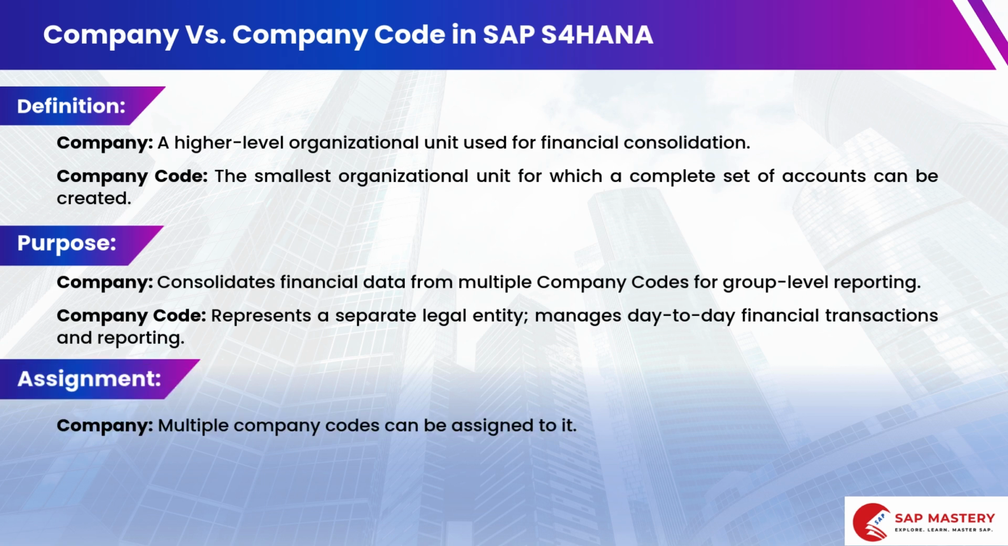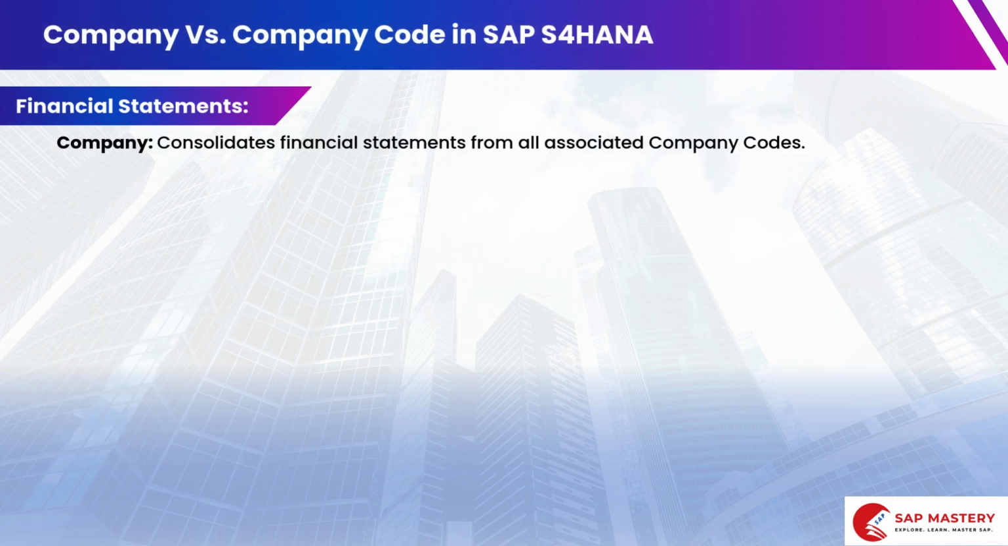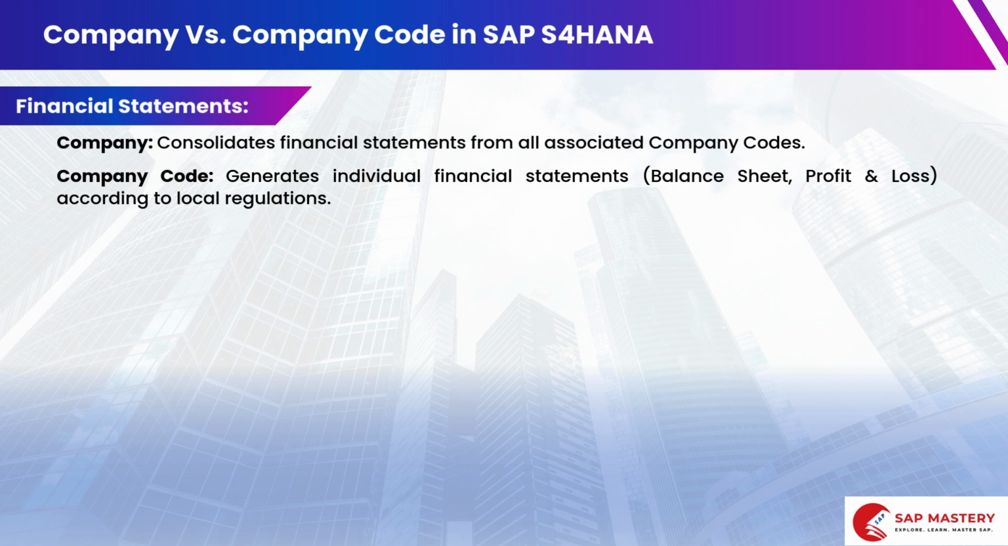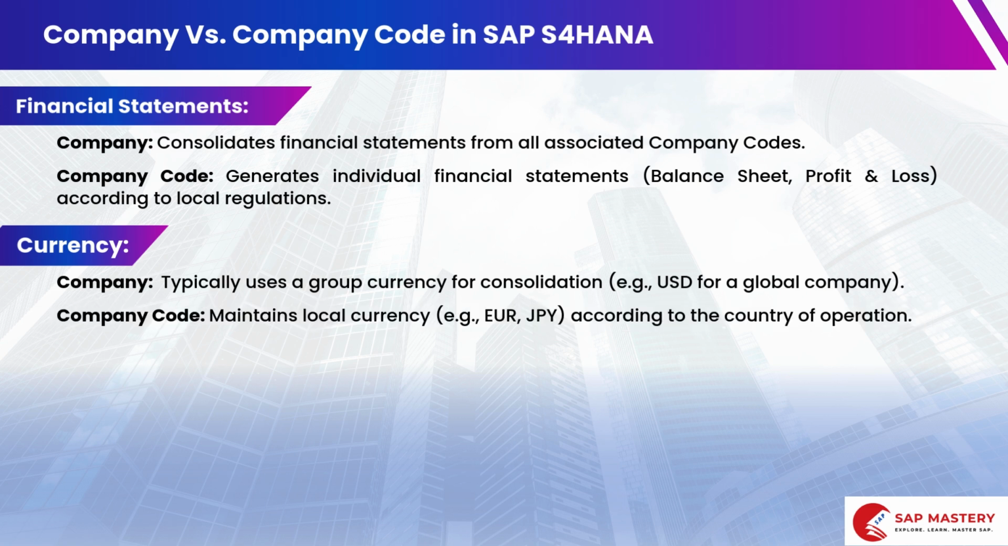Assignment: Company. Multiple company codes can be assigned to it. Company code belongs to only one company. Financial statements: Company consolidates financial statements from all associated company codes. Company code generates individual financial statements, balance sheet, profit and loss statement, according to local regulations. Currency: Company typically uses a group currency for consolidation, for example, USD for a global company. Company code maintains local currency, for example, euro, Japanese yen, according to the country of operation.